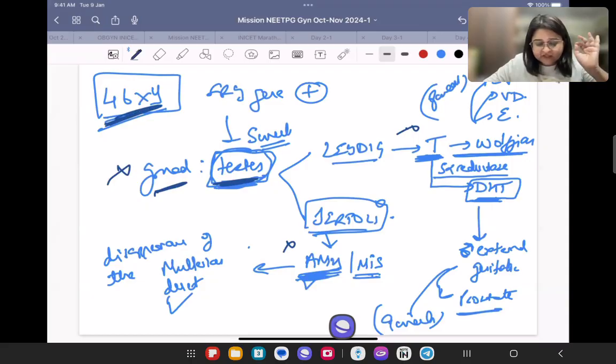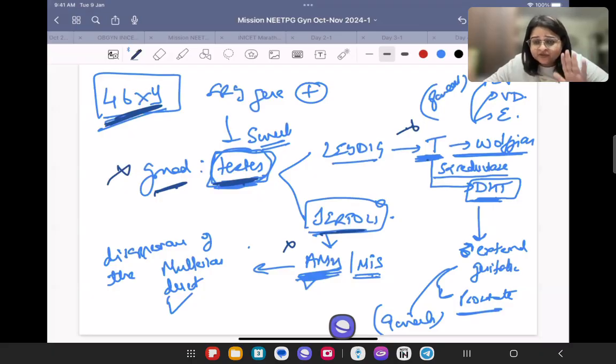Despite being 46XY, and despite the gonad being the testes, they are dysgenetic, so they're not functional. The Leydig cell is not secreting anything. There is no testosterone, so there is no male internal genitalia and no male external genitalia. Similarly, there is no Sertoli cell secreting AMH, so there is no AMH. No AMH means, will there be a uterus or there won't be a uterus?